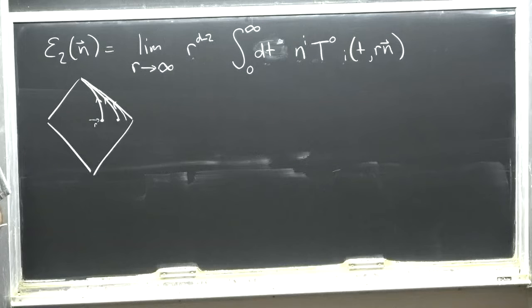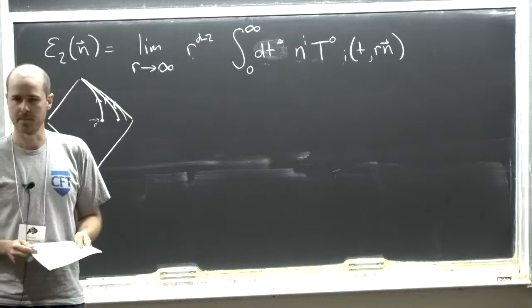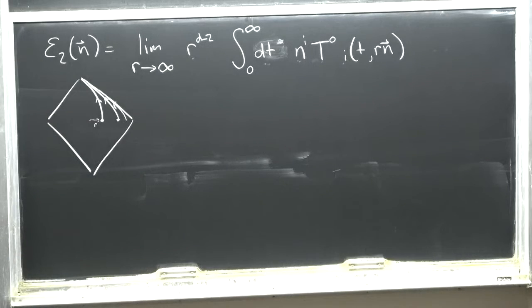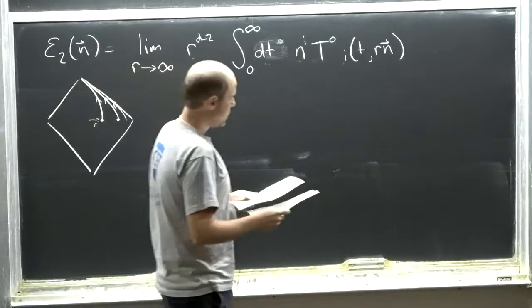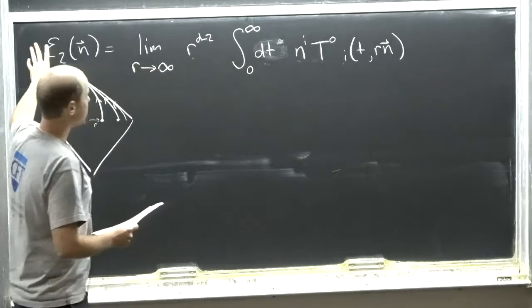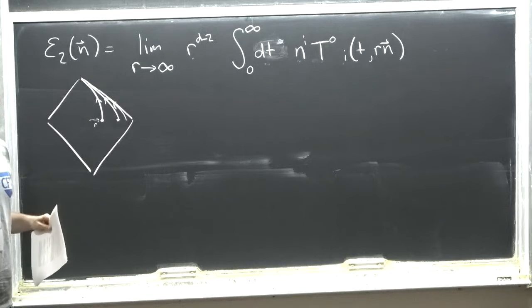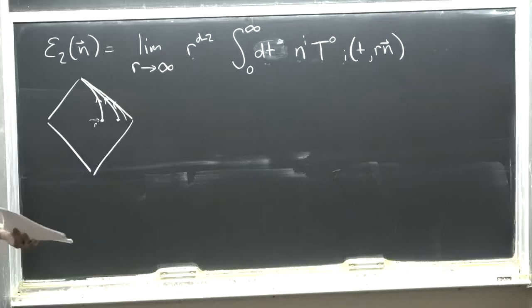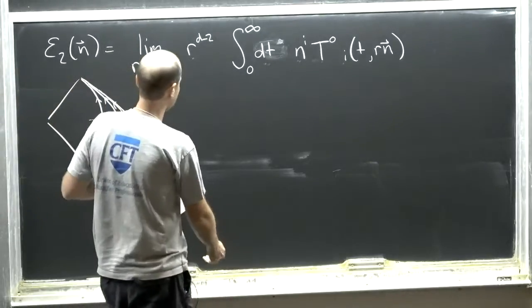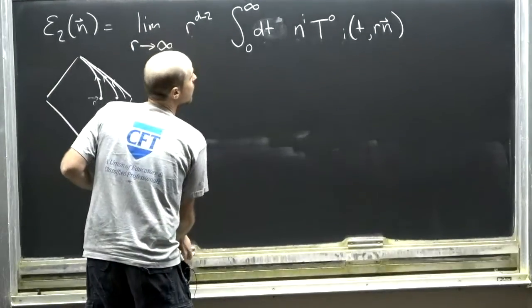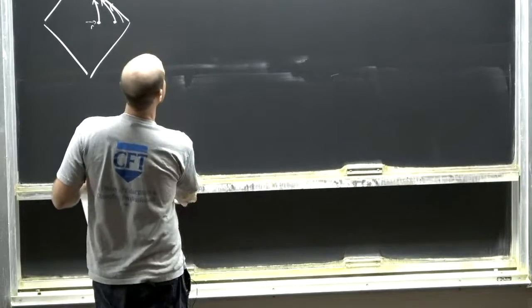Other questions? Okay. Good. So this is an example of something that you might try to measure in a collider experiment. But there's more that you might try to measure. And so what other kinds of detectors can we write down? What other kinds of operators associated with future null infinity can we write down?